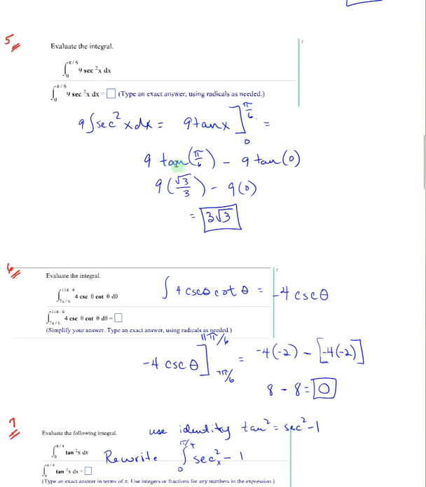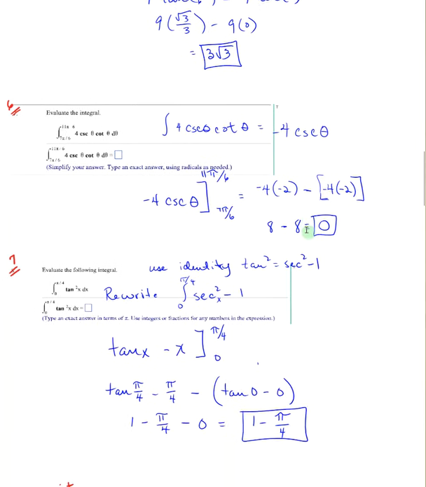So we have 9 tan pi over 6 minus 9 tan of 0. So the tan of pi over 6 is square root of 3 over 3. You can either look at your unit circle, or perhaps you have that memorized. Minus 9 times the tan of 0 is 0. And so we just end up with 9 times this. The 9 and 3 cancel and leave 3 up here. So 3 square roots of 3.